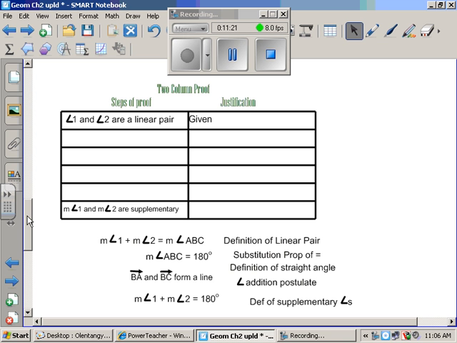Line or ray, right. Ray BA and ray BC form a line. And we base that on the definition of a linear pair. Okay? So now we know not only that angle 1 and 2 are a linear pair, but that BA and BC form a line. So if they form a line, what can we say about that line? Which of these statements?